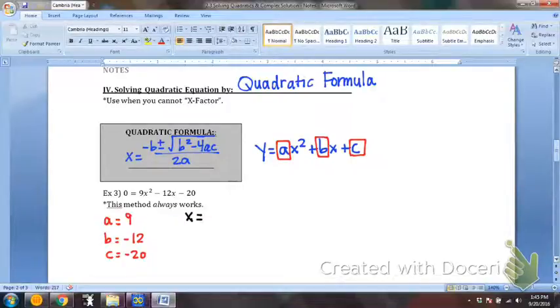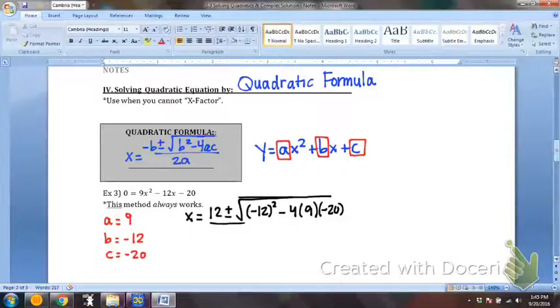x equals the opposite of b. So my b value is negative 12, so I'm going to plug in just a 12. Plus or minus, because remember, a quadratic has 2 answers. It has 2 points where it's crossing the graph, which is why we're going to use plus or minus. The square root of b squared, so negative 12, and I'm putting the square on the outside, minus 4 times 9 times negative 20. The entire problem is divided by 2 times a, or 2 times 9. So your division bar should stretch the entire problem.